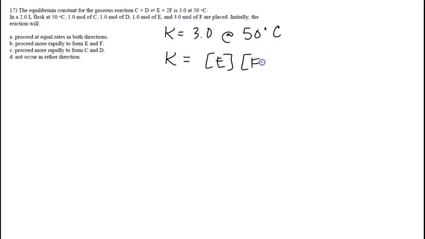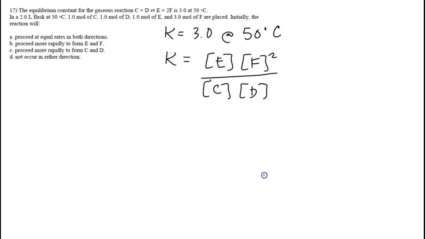Okay, number 17. The equilibrium constant for the gaseous reaction, C plus D in equilibrium to form E plus 2F, is 3.0 at 50 degrees Celsius. So they're already telling us what the equilibrium constant is. So I know my equilibrium constant K is equal to 3.0 at 50 degrees Celsius. I can actually write my equilibrium mass action here: E times F squared divided by C and D. There we go. Just from the first sentence, that's what I had.